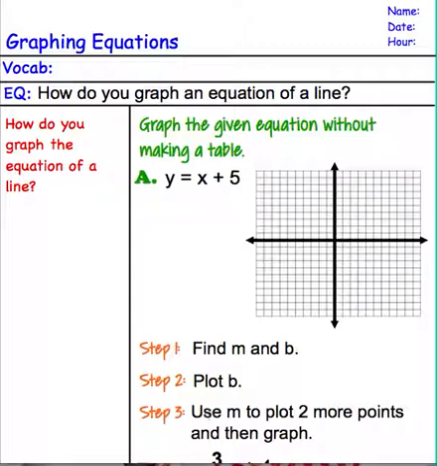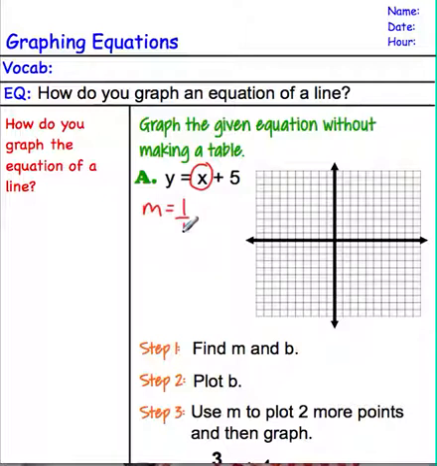So if we take a look at this first example here, y equals x plus 5, I look at this x here, and there's no number in front of the x. But if I recall from way back when we first started learning about variables, if there is no number in front of the x, it means that the number in front is 1. So I'm going to make a note that my slope is equal to 1. And if I recall, slope is rise over run, or change in y over change in x. Therefore my slope is going to be 1 over 1.